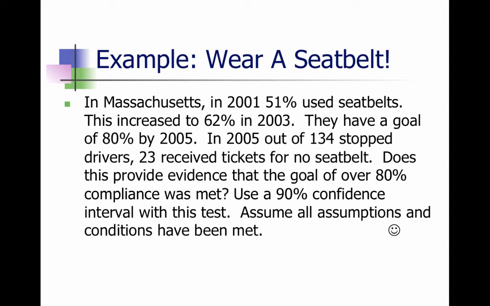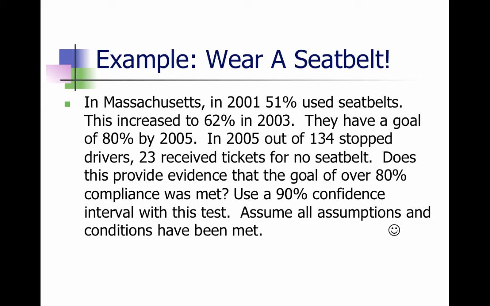We want to use a 90% confidence interval with this test. This means that they want us to do a test and then give an interval in addition to the test. Again, they told us to assume that all assumptions and conditions have been met. So again, we don't have to do that. So again, bonus.